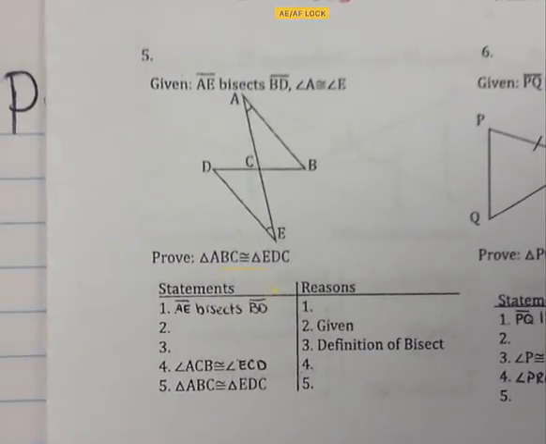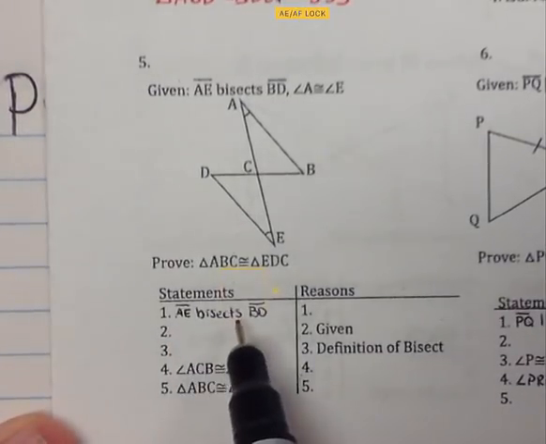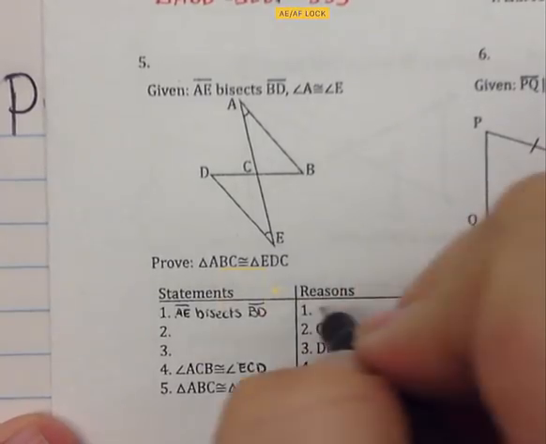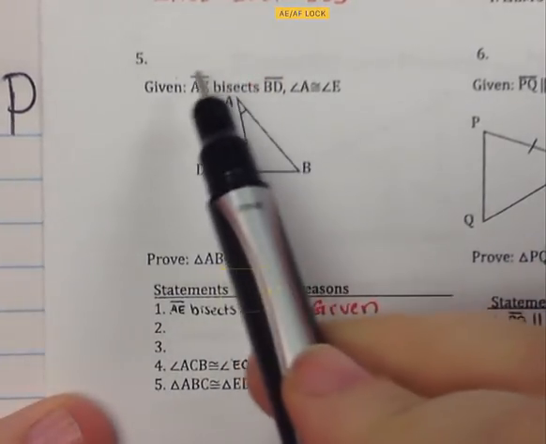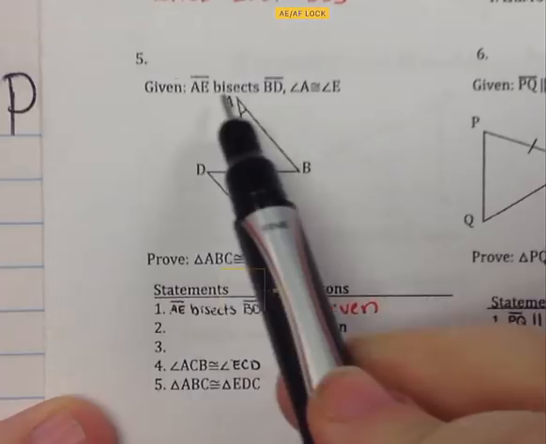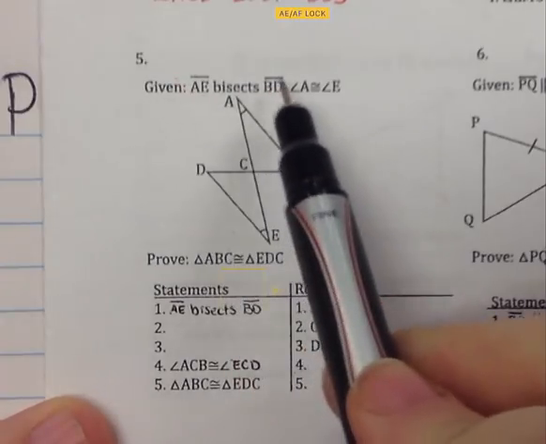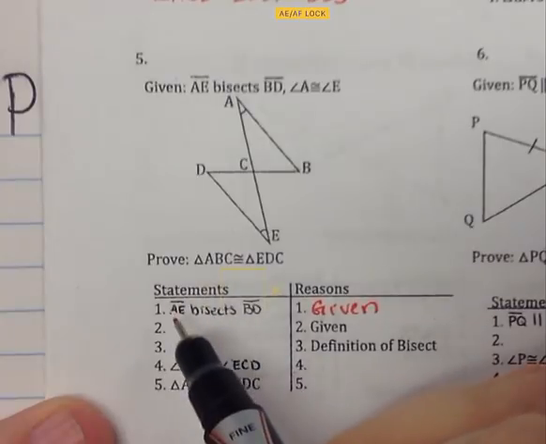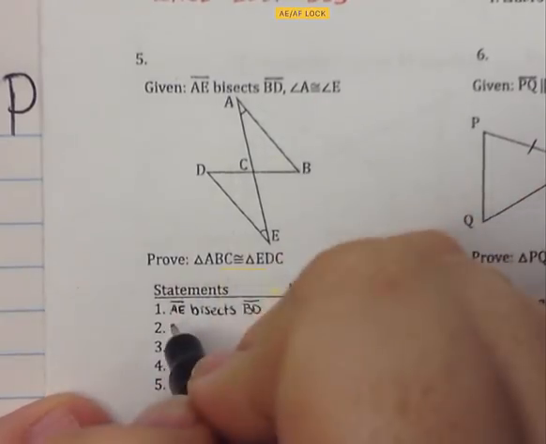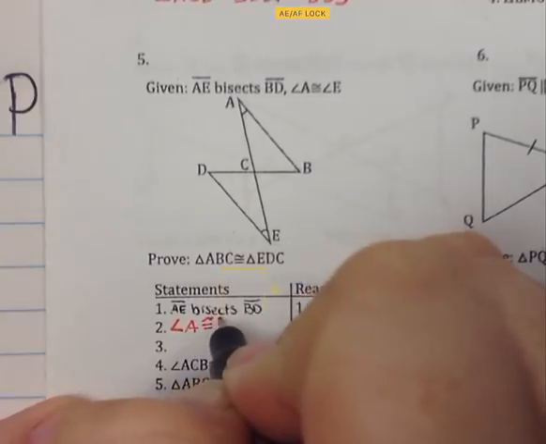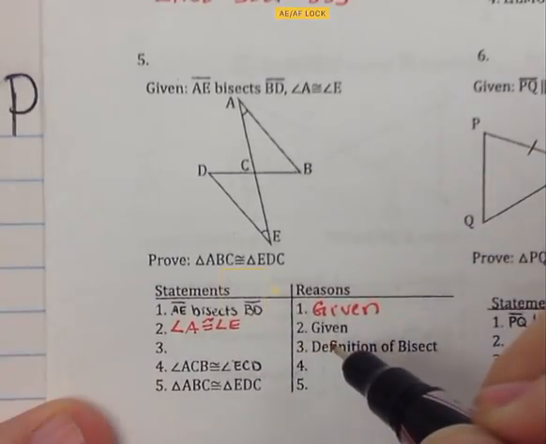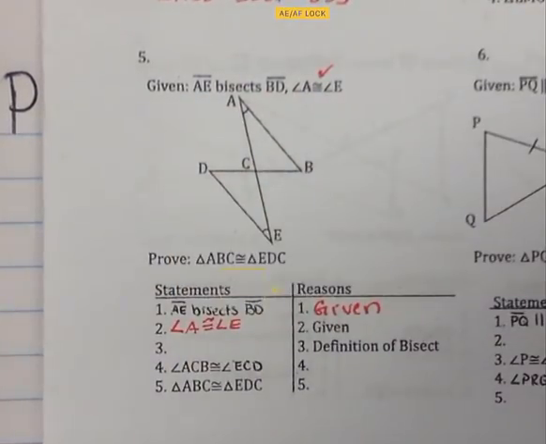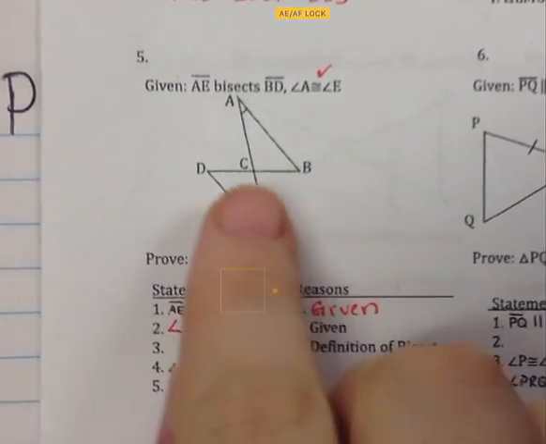This next one, our first statement is still always your given. So AE bisects segment BD because it's given. This does not have a congruency symbol, so I cannot put a check mark on it. We have to come back to it after we do all of our givens. The next statement will be that angle A is congruent to angle E because it is given. This has congruency, and it is in our proof, so we can put a check mark. We only have one check mark.